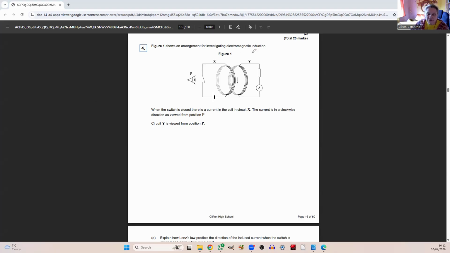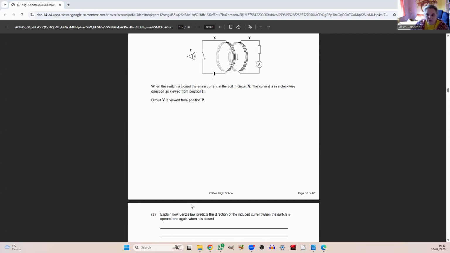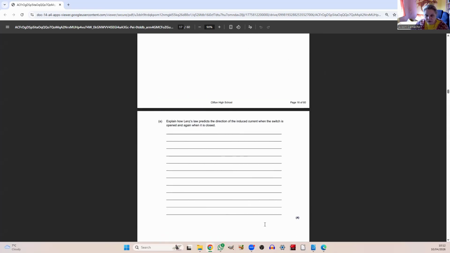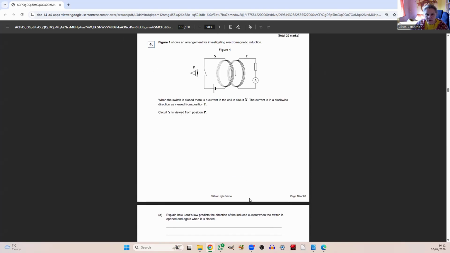Figure 1 shows the arrangement for electromagnetic induction. Right, it's sneaked off the bottom. Can I make this a little bit smaller so I can have the question on the page at the same time? Just go down to the bottom. Can you see it's 4 marks? So electromagnetic induction question. It's obviously the topic. The topic is electromagnetism, and the number of marks for this first question is 4.